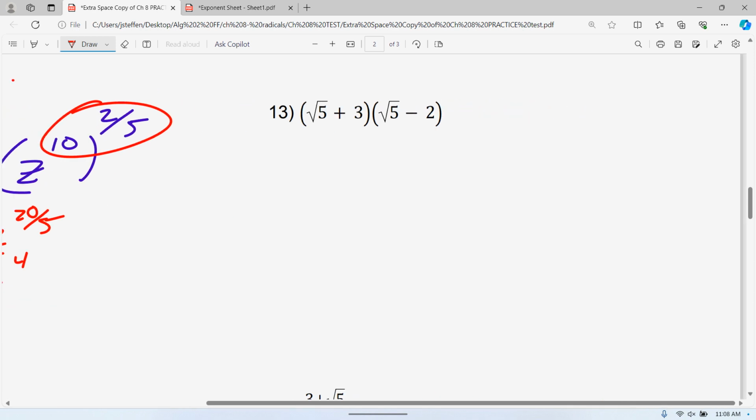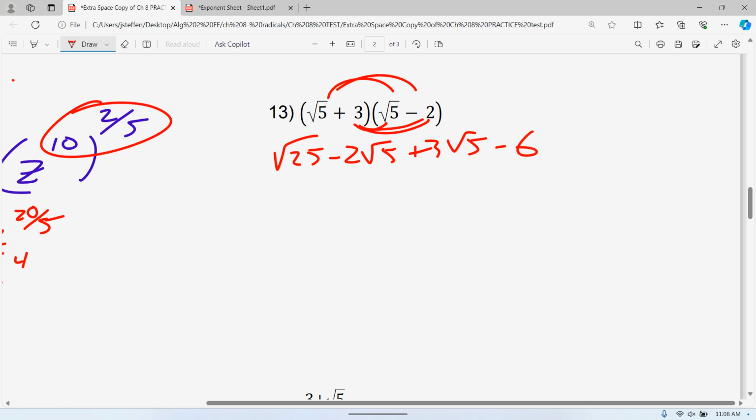Next, distribute the root 5, distribute the 3. Root 5 times root 5 is root 25. Root 5 times 2 is negative 2 root 5. 3 root 5, and 3 times negative 2 is negative 6. Putting these together, you end up with positive 1 root 5, which you don't really need the 1, and 6. Then 5 minus 6 is negative 1. So this is negative 1 plus root 5. That's how I would write it.